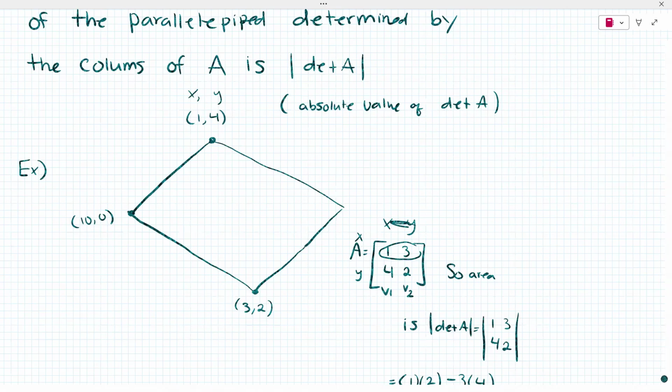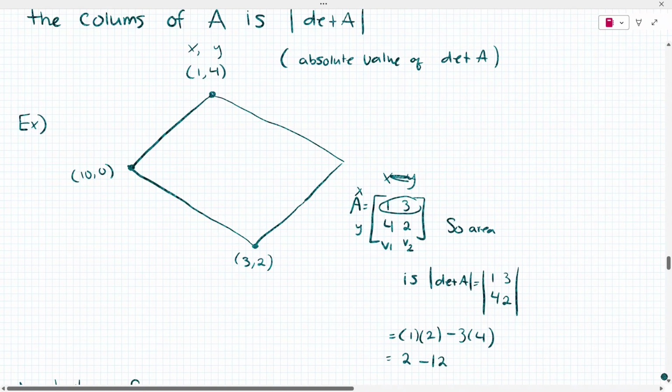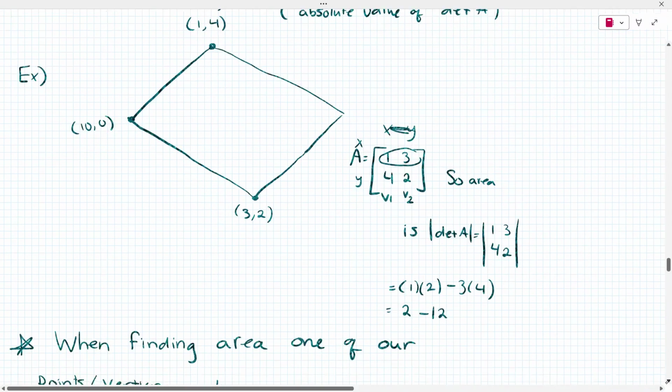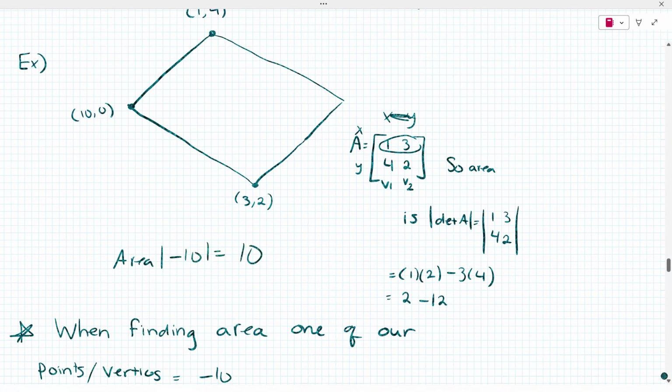So the volume of a parallelepiped determined by the columns is the absolute value of the determinant of A. We're lucky that this is a 2 by 2. So how do you find the determinant of a 2 by 2? It would be 1 times 2 minus 3 times 4, and 2 minus 12 is negative 10. But it's going to be the absolute value. So the area is the absolute value of negative 10, which is positive 10. It makes sense because area doesn't really give you a negative, right?